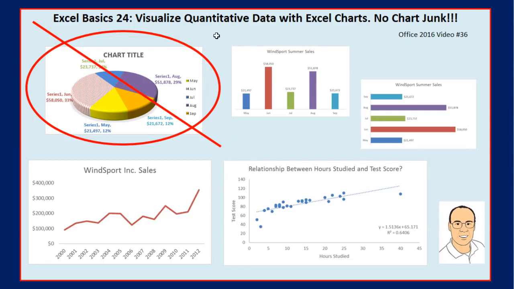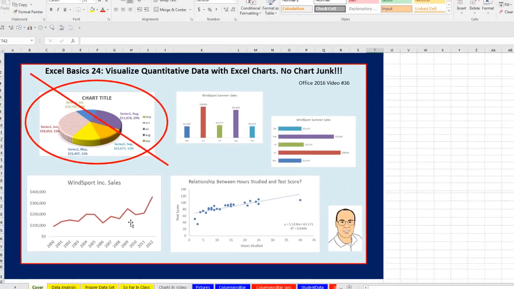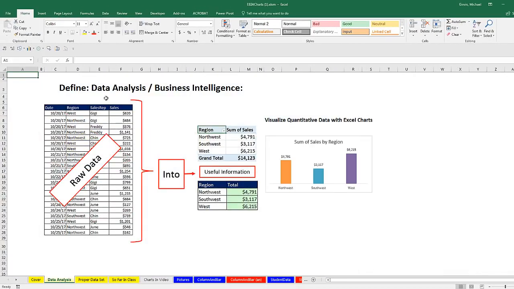We're going to learn the one overriding rule, which is no chart junk: no 3D pies, no ridiculous color, no unnecessary repetition, and so on. Over on data analysis, we've been doing data analysis and business intelligence throughout this whole class, always converting raw data into useful information. We've made pivot tables and formulas, and now we want to see how to create yet another type of useful information: visualizing quantitative data with Excel charts.